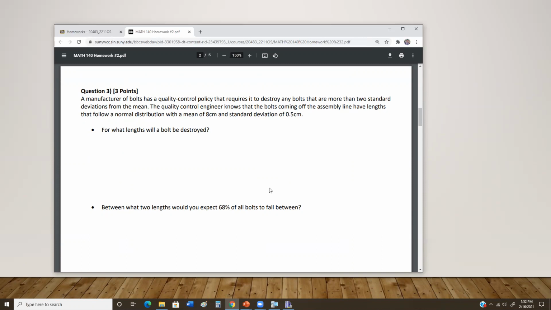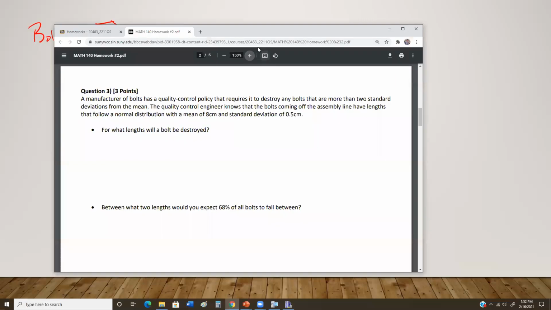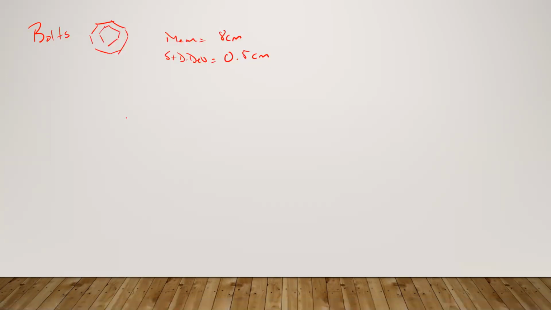So here's the problem, okay. We have these bolts coming off the assembly line, something like this. And this manufacturer says we can't send these bolts out if they're too big or too small. So what's the cutoff for being too big or too small? On average, their mean length is 8 centimeters and the standard deviation is 0.5 centimeters. And the problem said anything that is more than two standard deviations from the mean needs to get thrown away, okay?